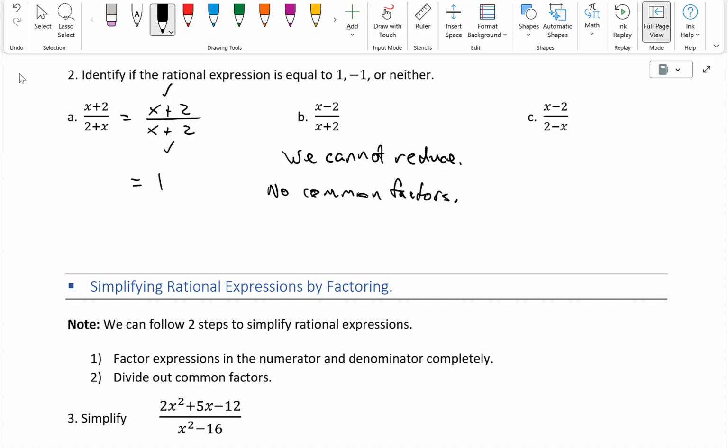And for c, we've got x minus 2 over 2 minus x. We can rewrite that using that same commutative property as x minus 2 over minus x plus 2. And then we can see opposite signs for all the terms.